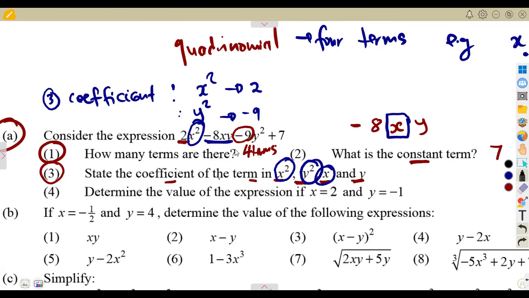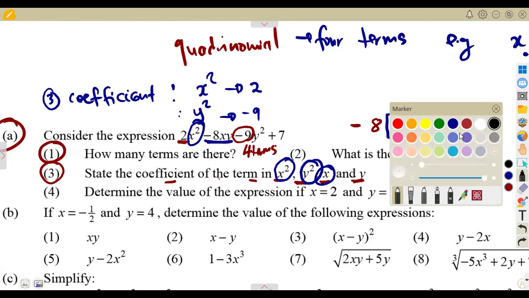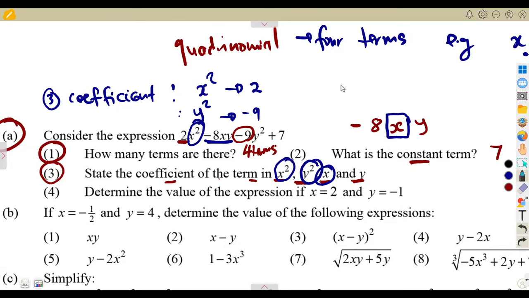Even y becomes part of the coefficient when it is like that. It's not just like you're considering a number only. So when you're considering x, it follows that the coefficient of x is going to be -8y. So the coefficient there is going to be -8y.